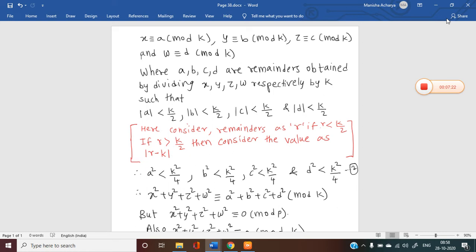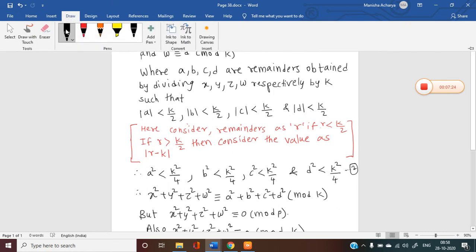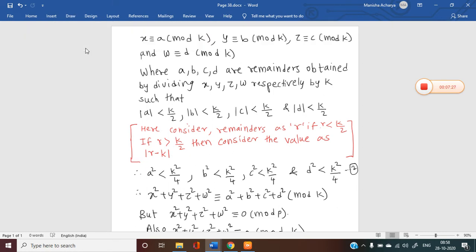Students, all of you know how we obtain this a, b, c, d. These are nothing but the remainders when you divide x, y, z, and w by k. So a, b, c, d are remainders obtained by dividing x, y, z, w respectively by k, such that mod of a is less than k by 2, mod of b is less than k by 2. That means here you choose the integer a such that mod of a is less than k by 2.